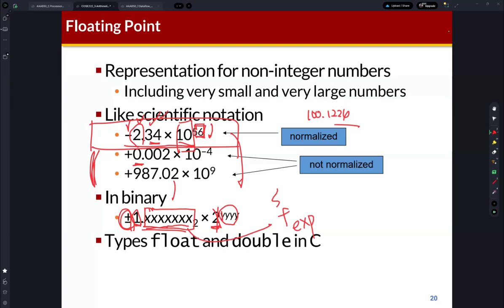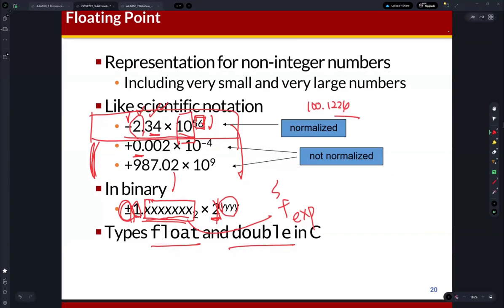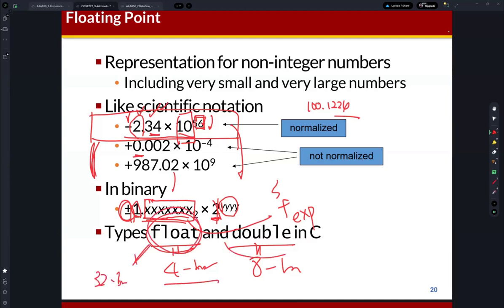And in C, we can use the float data type and the double data type. So what is the size of float and what is the size of double? In C, it's 4 bytes and 8 bytes. What does it mean? For float, we can use 32 bits because it's 4 bytes, and for double, we can use 64 bits, because this is 8 bytes.